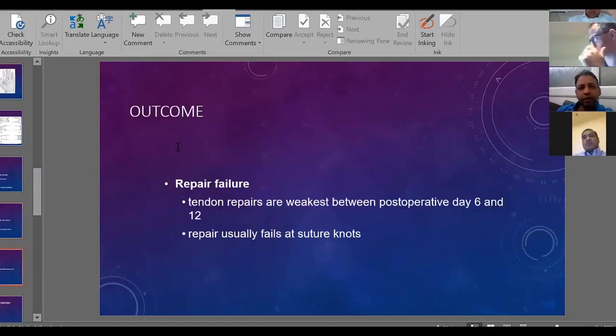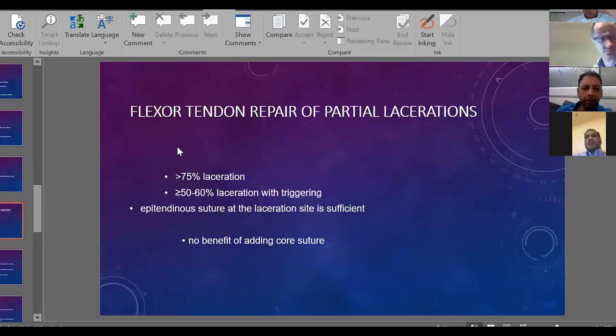Repair failure is usually, tendon repair is weakest between day 6 and day 12, and usually repair fails at suture knots. And gap formation is very important in the repair failure. I will come to that a little bit after a few slides. But let me finish this.